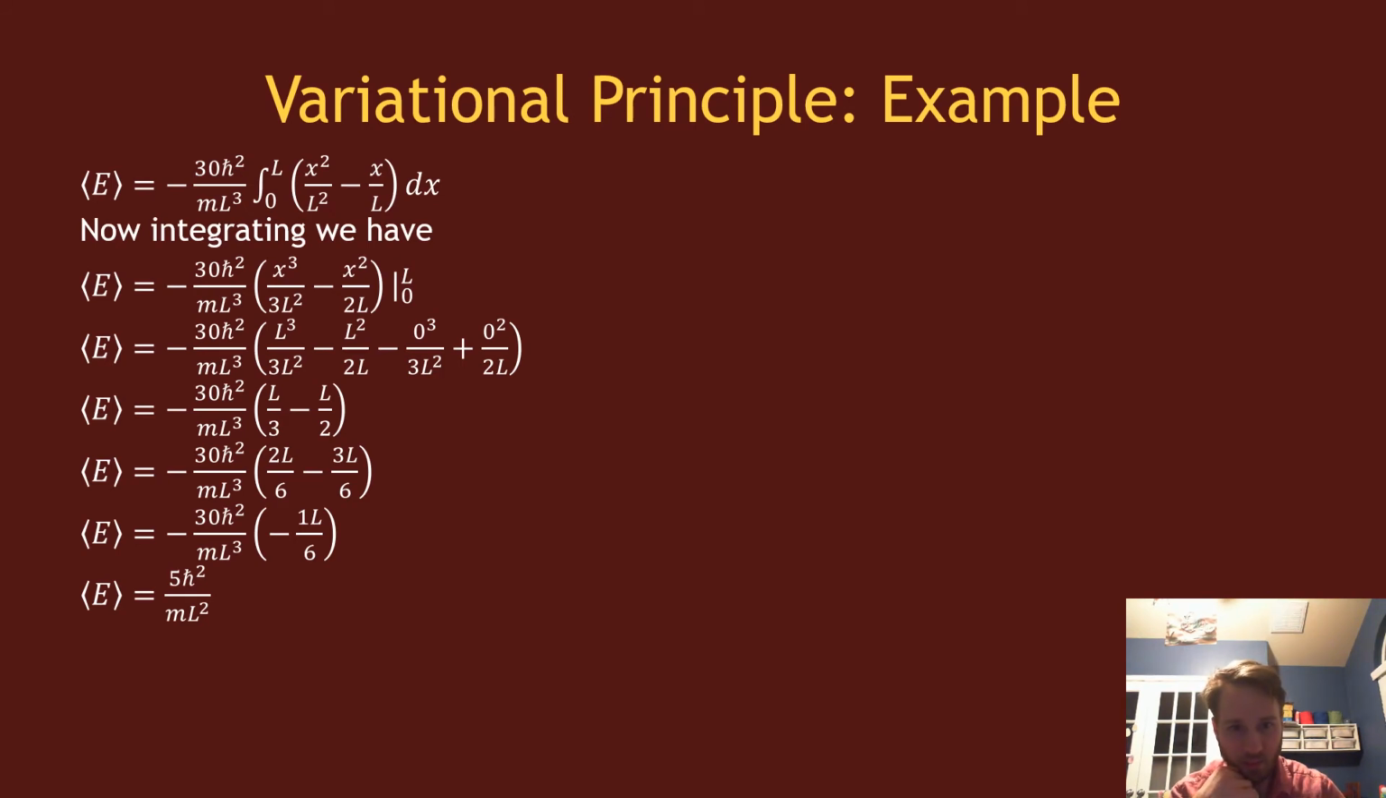So now we take that integral from 0 to L. Integral of x squared is x cubed over 3. Integral of x is x squared over 2. Evaluate these at L and 0. When you evaluate them at 0, it is just going to equal 0. And so you're going to get L cubed over 3L squared minus L squared over 2L, which simplifies down to L over 3 minus L over 2. Finding the common denominator and simplifying everything, I get the final energy term here: 5 h bar squared divided by mL squared.